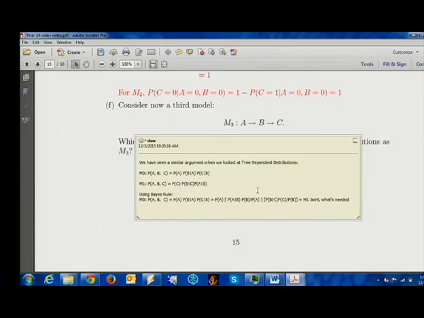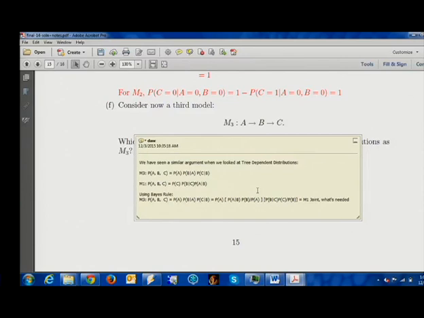So I'm leaving P of A here as is. Instead of P of B given A, I know that I want P of A given B in my answer. So I can write P of B given A as P of A given B times P of B divided by P of A. I have P of C given B, and I know that in my answer I want P of B given C. So again, I'm using Bayes' rule for this. I'm writing it as P of B given C, P of C divided by P of B. And that's it.